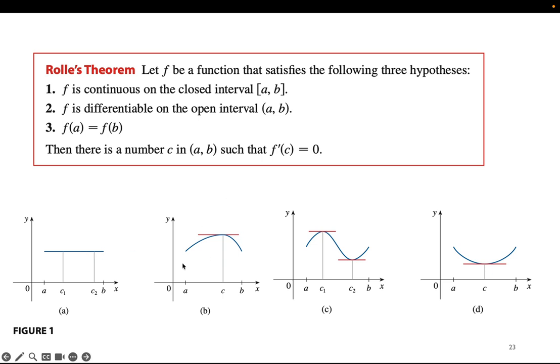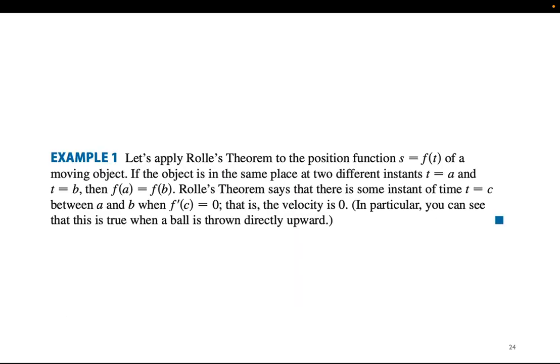And this makes sense, right? Because if the 2 endpoints have the same value, if this goes up, it has to come back down. When it comes back down, it'll have slope 0. Whatever goes up here has to come down. Okay, so that's a special case of the mean value theorem.